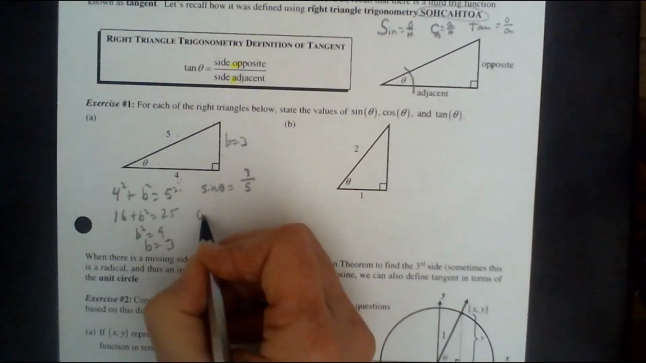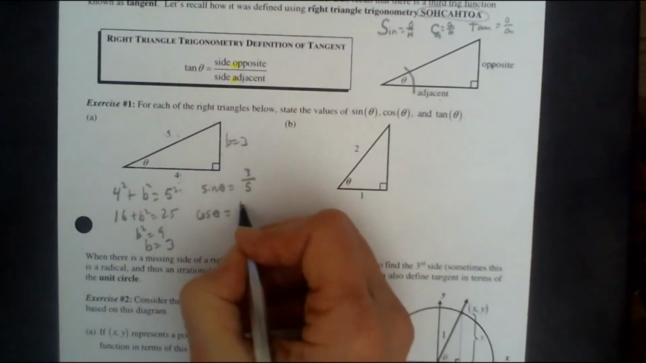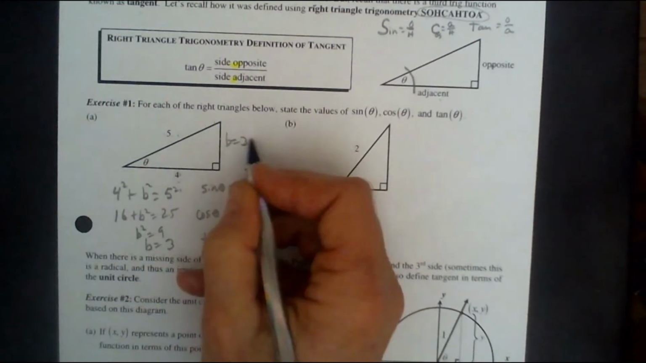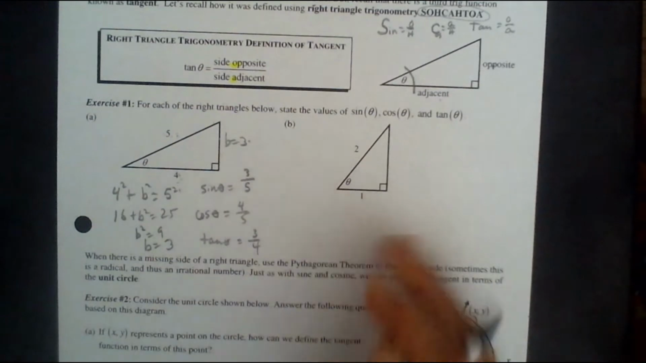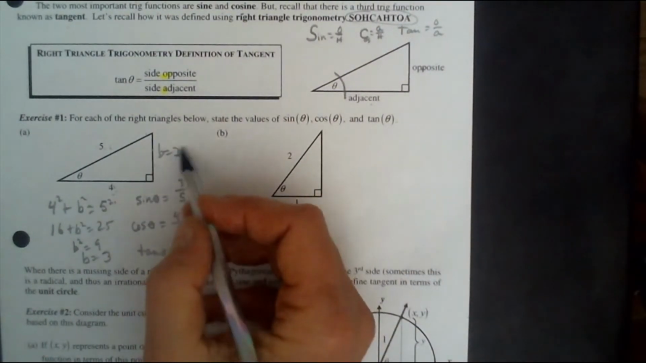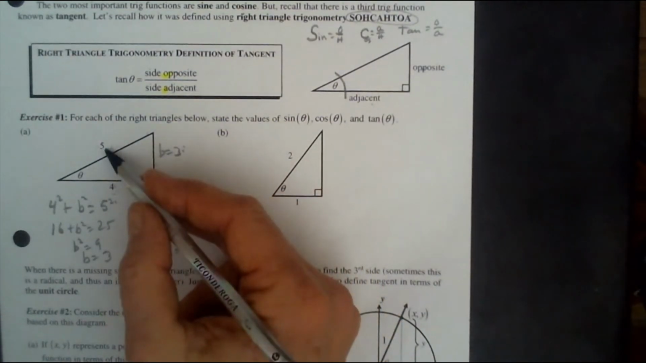The cosine of that angle is adjacent over hypotenuse, which is 4/5, and the tangent of that angle is opposite over adjacent, which is 3/4. This is a special kind of triangle called a 3-4-5. It's one of the Pythagorean triples. 3-4-5 is very common.